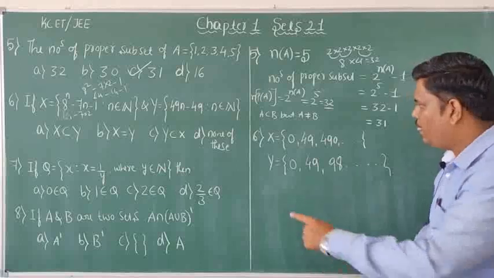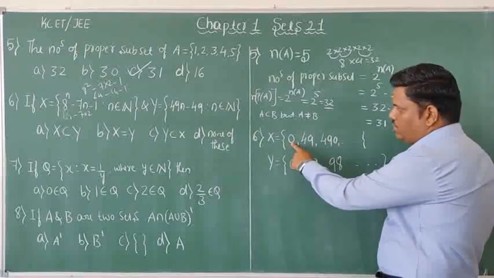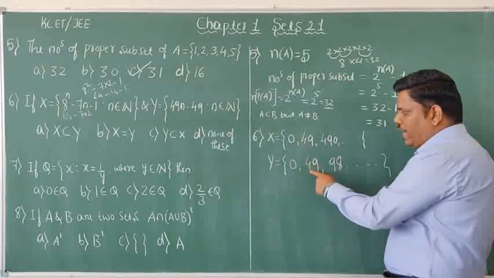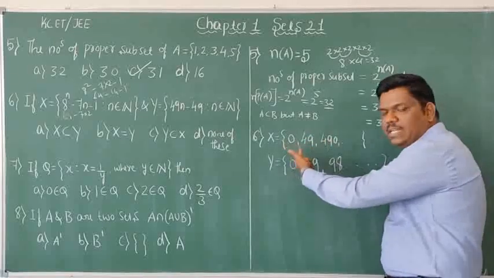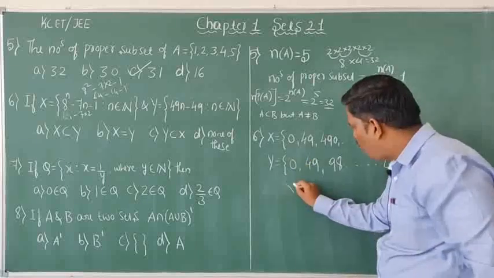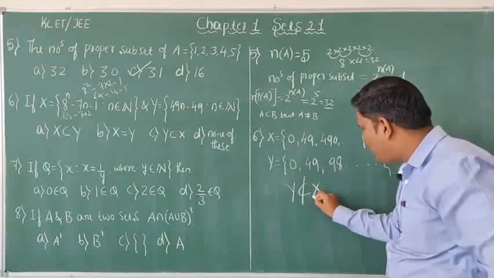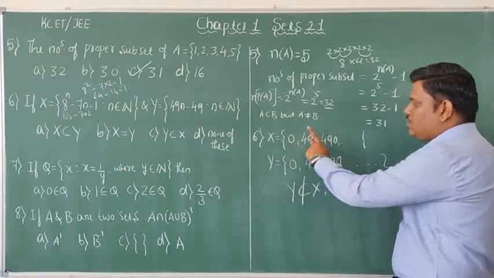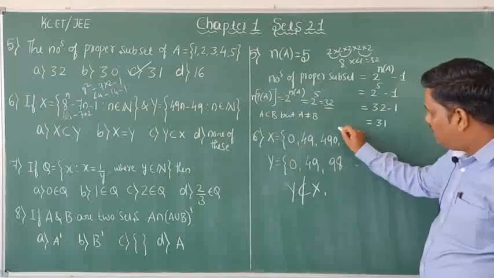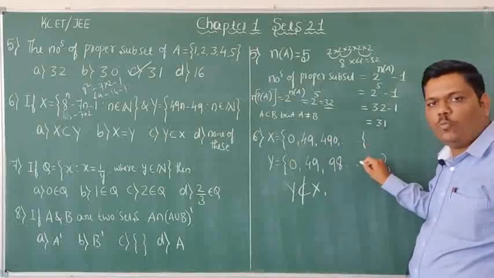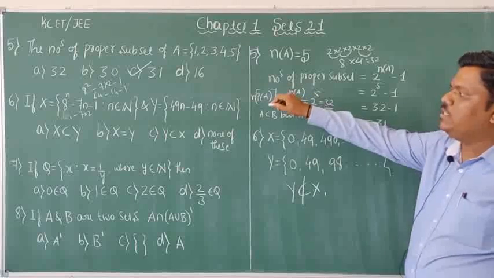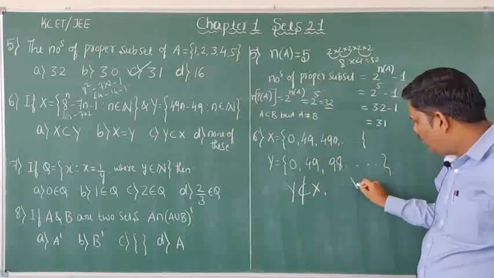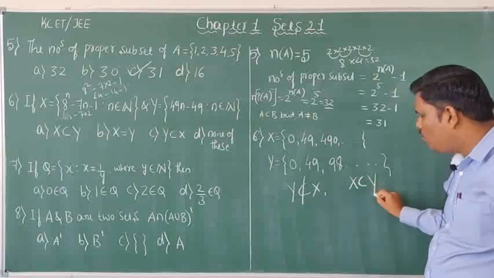Please observe. This 0 is present in x as well as y. 49 is present in x and y. This 98 is not present in x. Therefore, y is not a subset of x. So 0 is present in x, 49 is also present in x, and this 490 is also present in y. Check, substitute n is equal to 5 or 6. We get 490. Therefore, x is a subset of y.